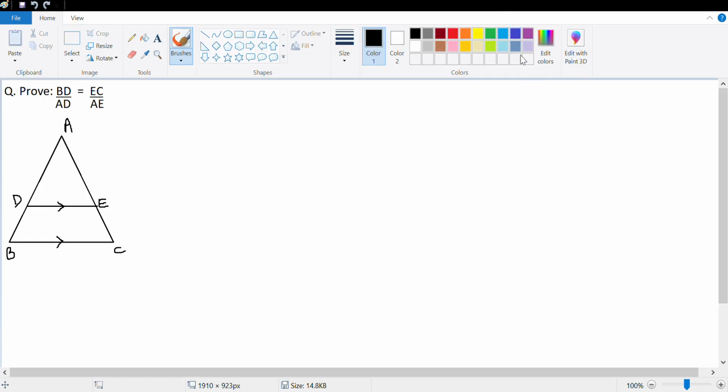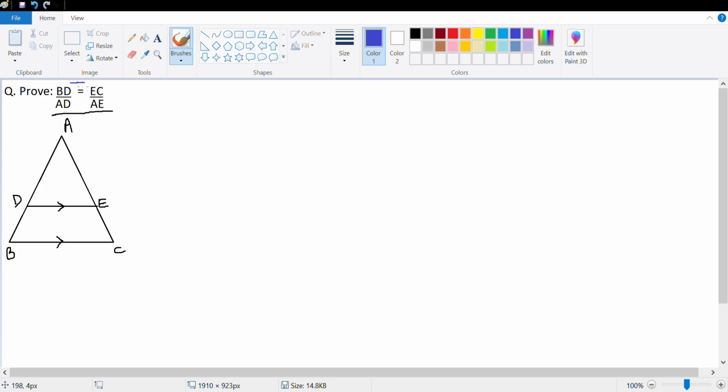Hi guys, we just finished the first exercise of similarity, but before we start the next exercise, let's solve one last question. The question says DE is parallel to BC. We need to prove BD upon AD is equal to AE upon CE. Sorry, EC upon AE.